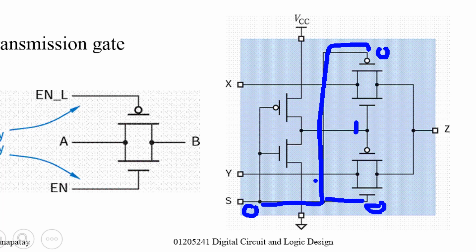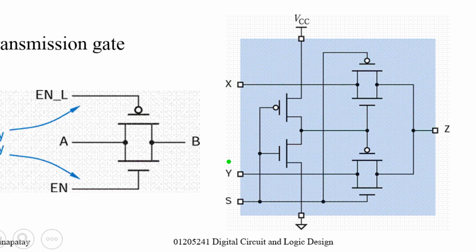Okay, and now what happened? This one I keep high, right? So this one is on. 0 at here, then this one is on. How about this one? 1, but I keep low, so off at here, off at here also. That means now the output is connected to X. Namely, when S is 0, the output Z will be the same as input X.